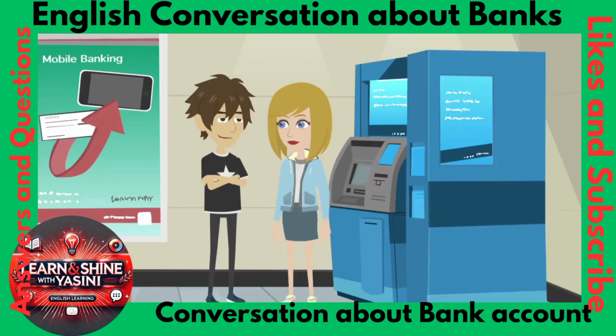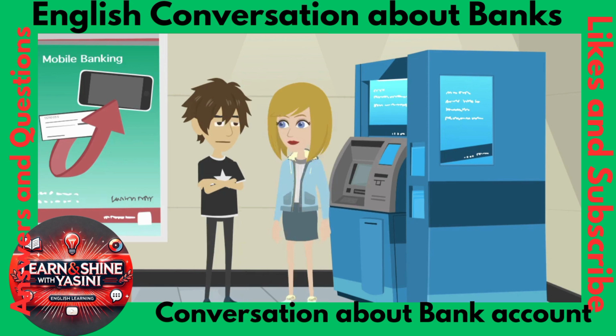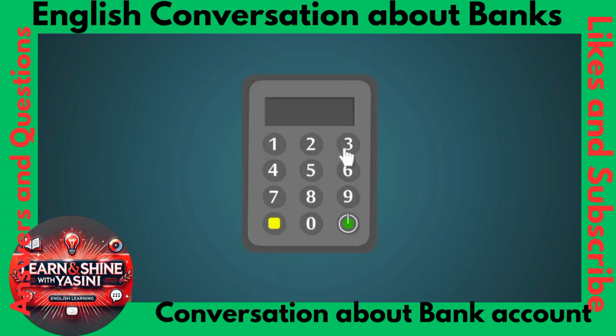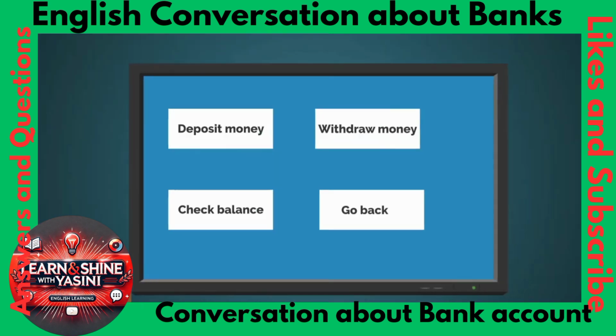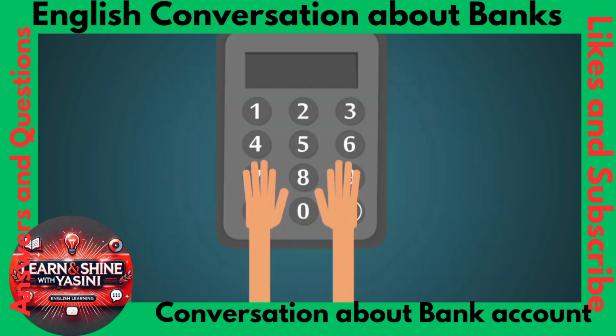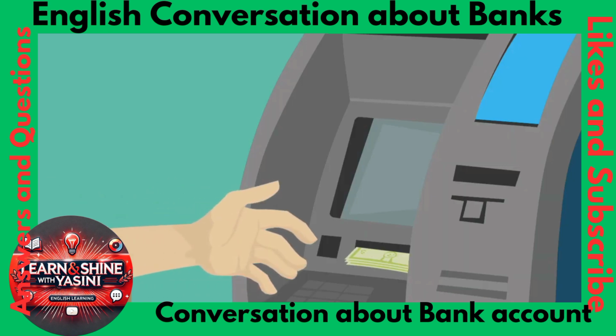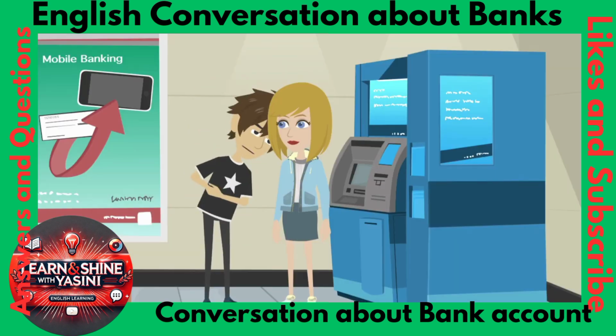Excuse me. Yes, please. Can you show me how to use the ATM? Sure, let me show you. First, you need to insert your debit card into the ATM machine. Then you have to enter your PIN code. After that, lots of options will show on the screen. Select any option according to your wish. If you want to deposit or withdraw your money, select the option on the screen. Then write the amount of money and press enter. And take your money. That's it. Thank you so much. I got it. No problem.